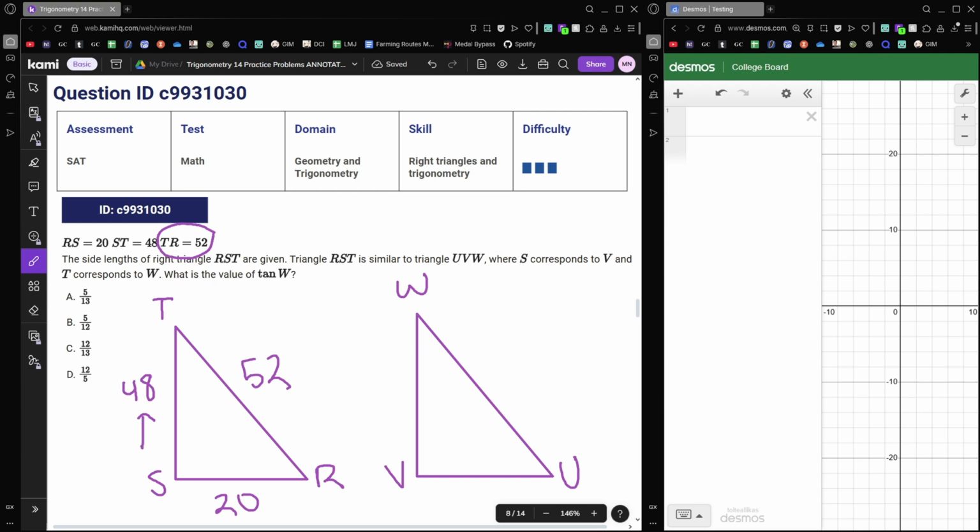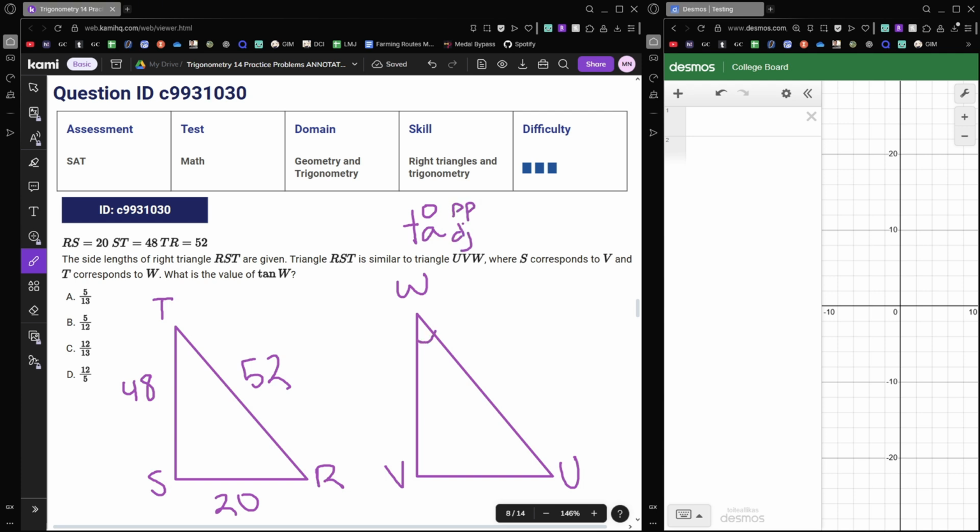So there you go. And then in the triangle on the right, where we don't have any side measures, we know that angle S corresponds to angle V, so I put them in the same spot. And then angle T corresponds to angle W, so I put those two in the same spot as well. What is the value of tan of W? So in SOHCAHTOA, tan is TOA, which is opposite over adjacent.